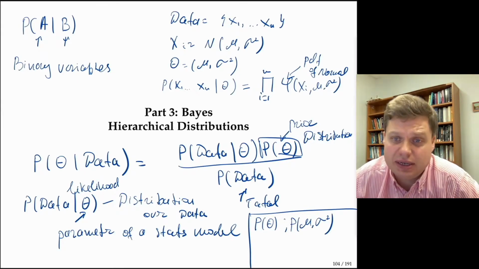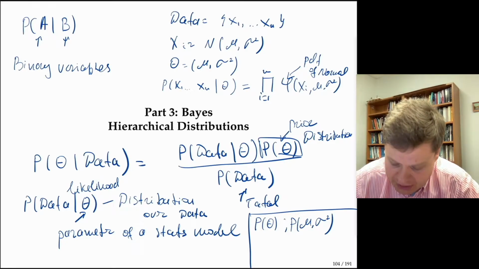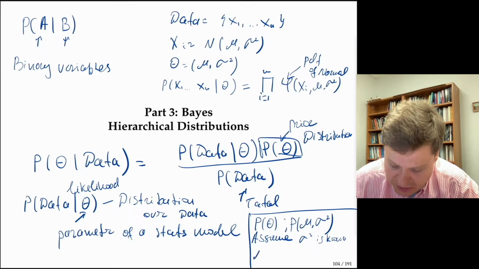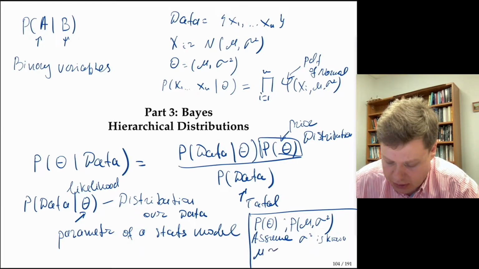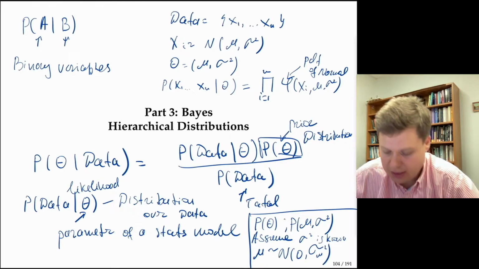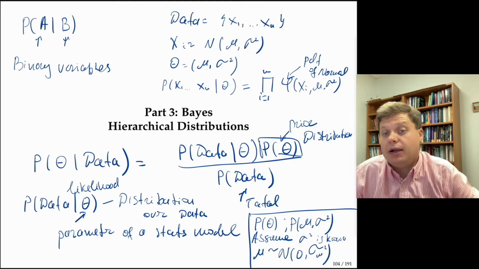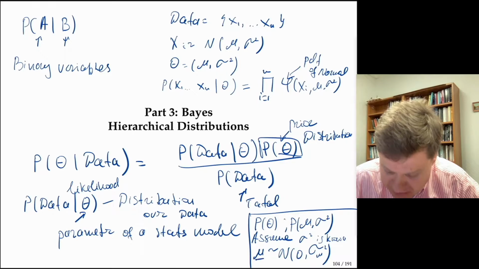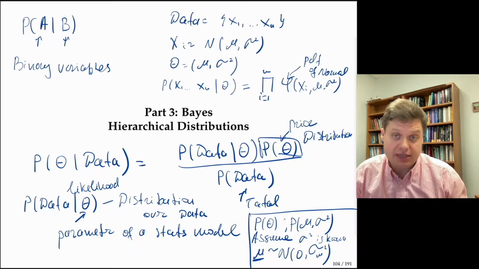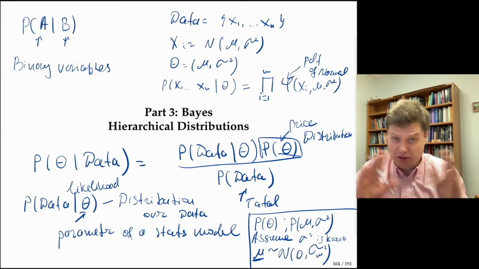Sometimes you don't have to specify a prior over both parameters. For example, sometimes you can assume that sigma squared is known, and then you just have to specify a prior over mu. You can make it another normal, centered at 0 with some sigma mu squared. So you can have a normal prior on the expected value of your likelihood function. Okay, so that's an example. Again, this is just to give you a quick overview.